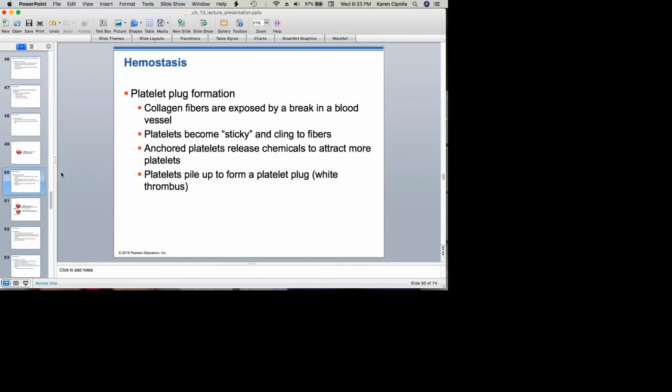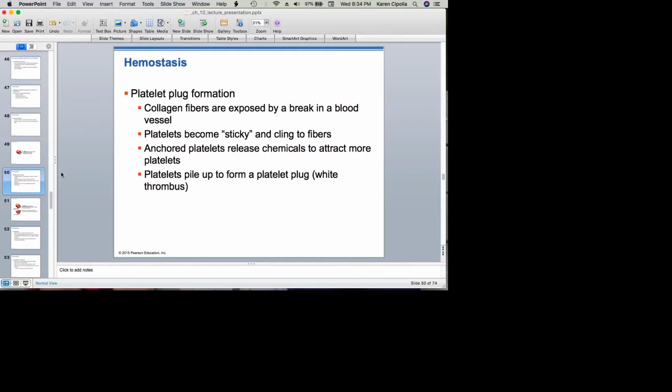The next stage is platelet plug formation. So we've got our constriction of the blood vessel. When you have the blood vessel that's cut, it exposes collagen fibers. What happens is platelets sense it and become sticky to cling to those fibers, kind of like debris in a river sticking to the branches of a tree that may be pushed over in the river. That's kind of what happens here.